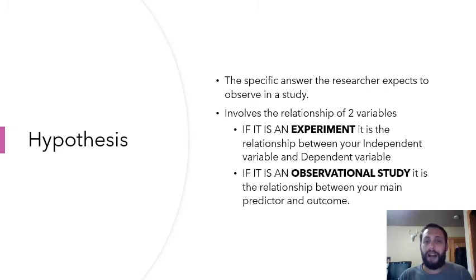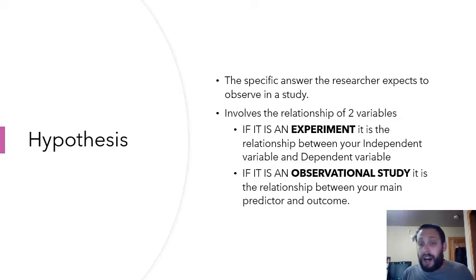Let's go ahead and talk about hypotheses. So what is a hypothesis? We talked about it a little bit before, but now we're about to dig a little bit deeper as to what a hypothesis is. A hypothesis is a specific answer the researcher expects to observe in a study, right? So it involves the relationship of two variables. I'm saying I hypothesize that something is related to something else. In an experimental study, I am talking about the relationship between the independent variable and the dependent variable. And really, I'm actually talking about the cause and effect between the independent variable and the dependent variable when I'm talking about an experimental study.